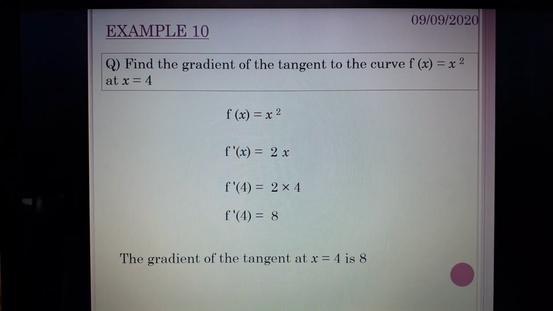Answer the question. If I say what's the gradient of the tangent to the curve and you say to me f dash of 4 is equal to 8, if I wasn't a maths teacher, I would say, what do you mean? What does f dash of 4 equals 8 mean? You would say, oh, the gradient of the tangent is 8. That would be answering the question using the wording of the question. So try to answer the question back in the context of the question, okay?